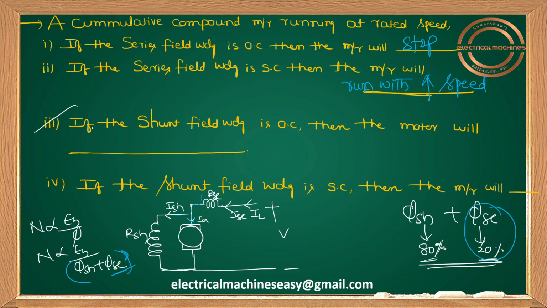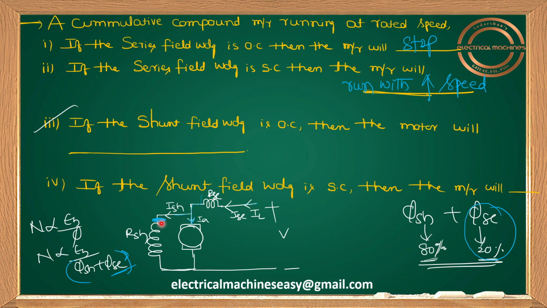Now my third question is, if the shunt field winding is open circuited, what will happen? No current is coming through the shunt field, but current is entering into the armature, no doubt in that. Let me use the laser pointer if it is not visible. Yes, current is coming like this. Though there is no current through the shunt field winding, current is entering the armature winding. So the motor will start and run. The motor will not stop. But my question is, with what speed? Reduced speed, increased speed, or dangerously high speed?